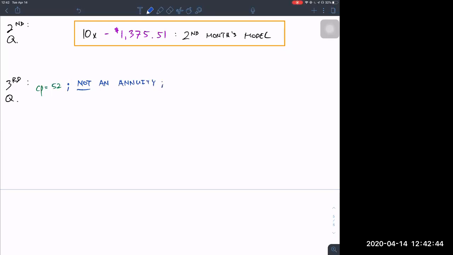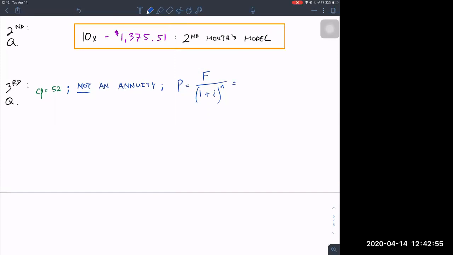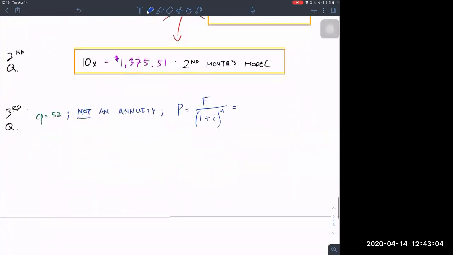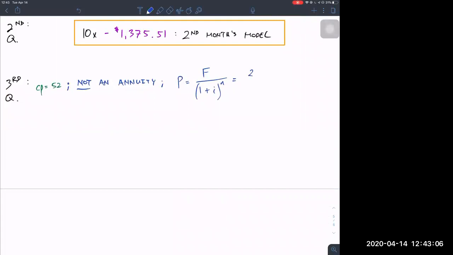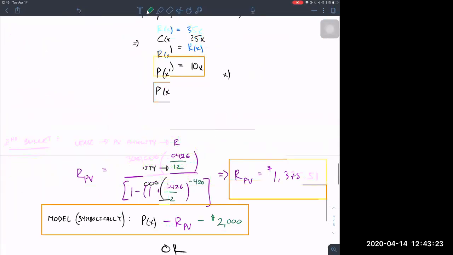And last but not least, that means that we're going to be using this equation again: 1 plus i raised to the n, okay? With those numbers filled out, it is $250,000. Did I say $250,000? Yeah, $250,000, 1 plus 0.03, again compounded weekly, and we're over how long? 20 years.